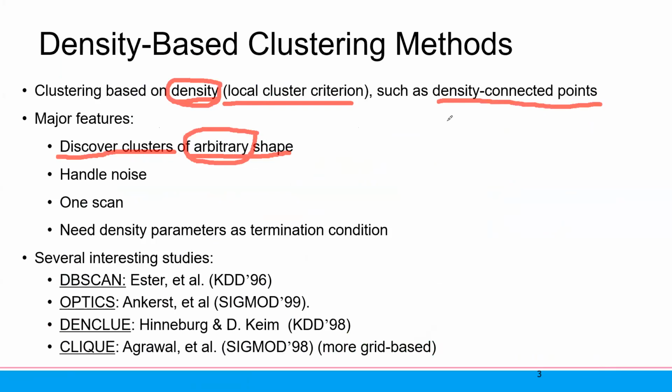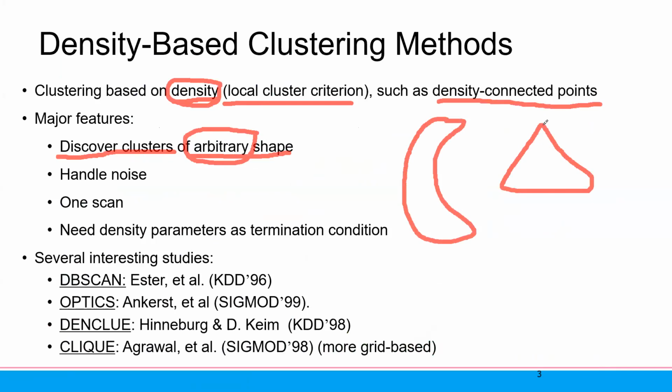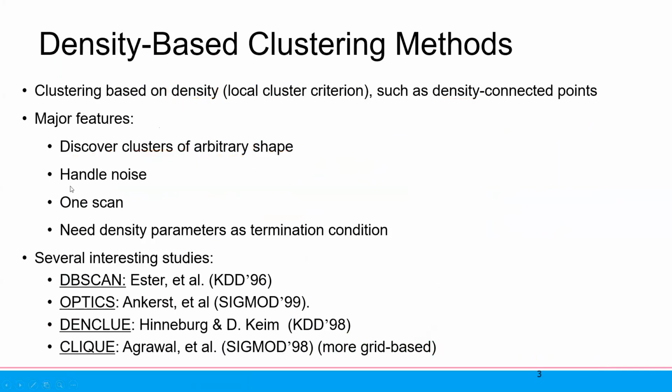So you can get what we call the moon shape, like this one. Or maybe you can get some clusters like a triangle shape. So in any shape, as long as we have the density, then we can discover it. And it can handle noise. It is one scan. One scan means it is not repeatable. So if you do one flow, this is only a one-time scan.